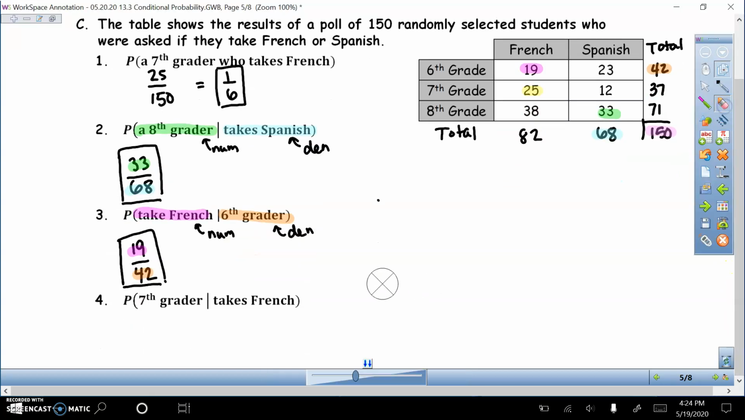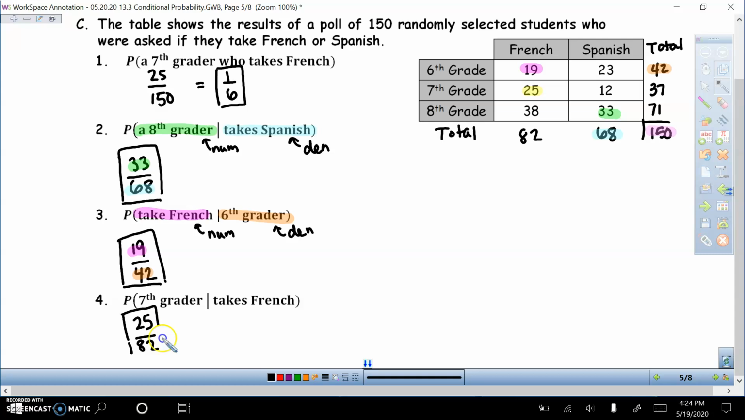All right, last one. For this one, I'm not going to mark up my table at all and just see if we can kind of figure it out. So the probability that they are a 7th grader, given that they take French. So how many people take French? Well, I have 82 people that take French. That's going to go on the bottom. How many of those are 7th graders? So how many 7th graders take French? 25. So the probability that the randomly selected person is a 7th grader that takes French is 25 out of 82.